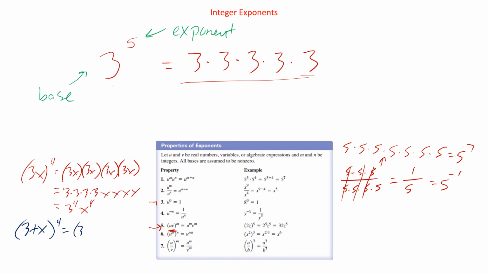This is 3 plus x times 3 plus x times 3 plus x times 3 plus x, which we would have to distribute. This does not equal 3 to the fourth plus x to the fourth. Very much does not equal that. You might be asking, wait, why is blue a bad color? Well, Arlington, duh. Let's go back to a good color.